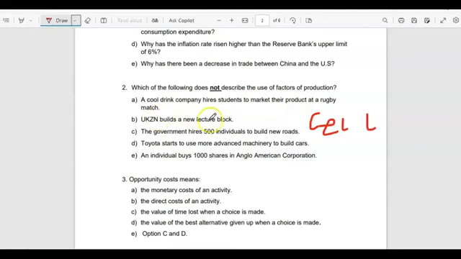Okay, so a cold drink company hires students, that's labor, so that's correct. UKZN builds a new lecture block, that's land, that's correct. The government hires 500, so hires is obviously employing people, so that's labor. Then a firm starts more advanced machinery, that's capital. So capital is your buildings, your machinery, all that. So all so far correct. So an individual buys 100 shares, absolutely not. So this is the answer.